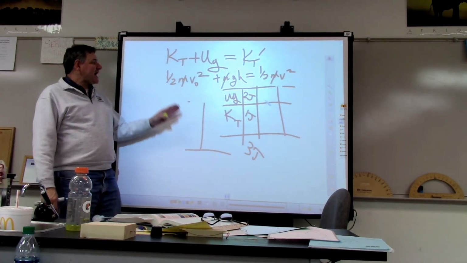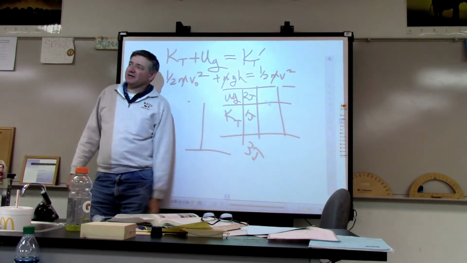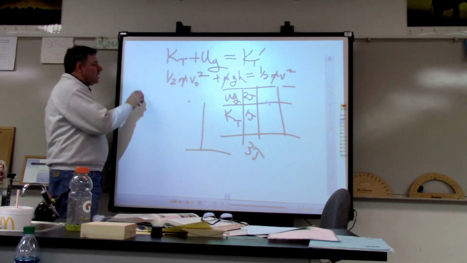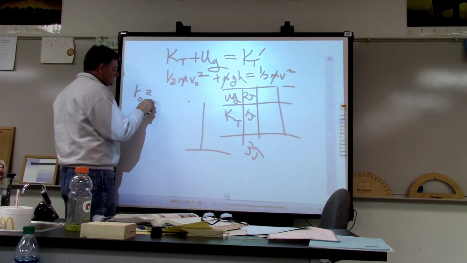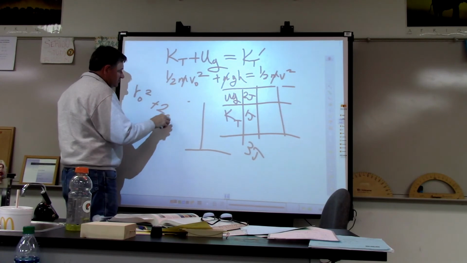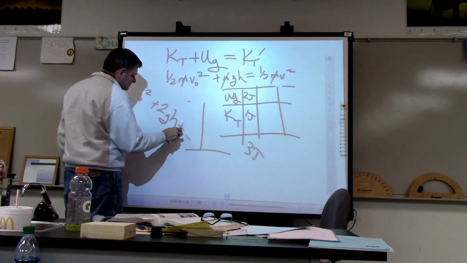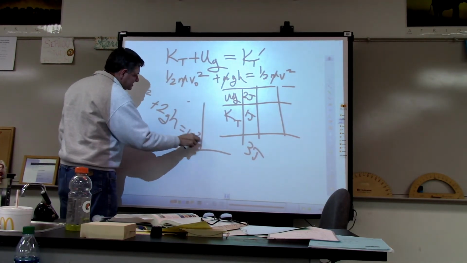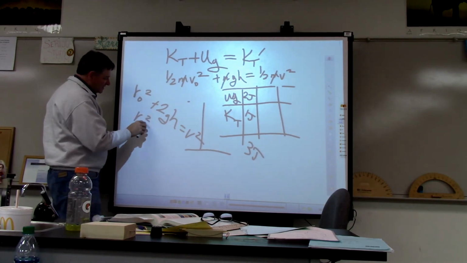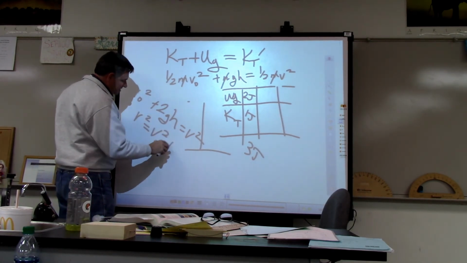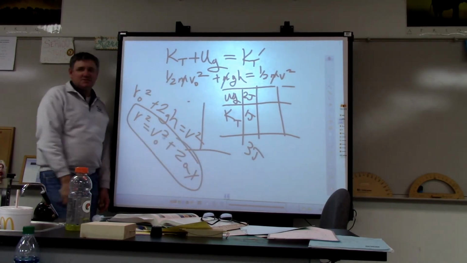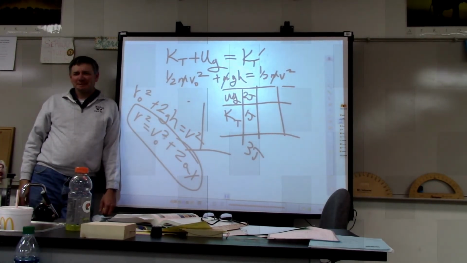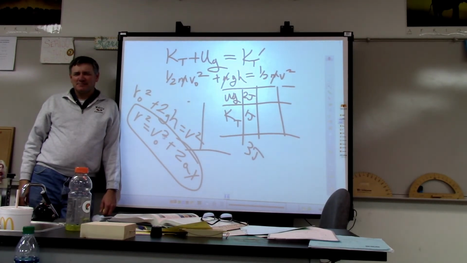I know! But now, I hate fractions, so what can I do? Multiply everything by 2. Multiply by 2! Oh, look, I get v squared plus 2gh equals v squared. It all makes so much sense. It's a revelation.